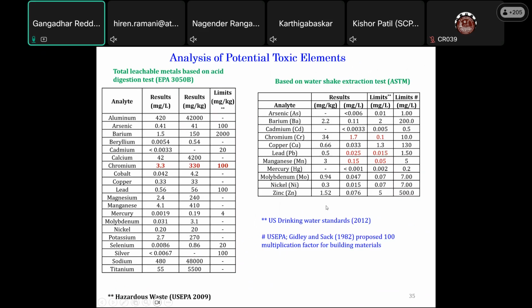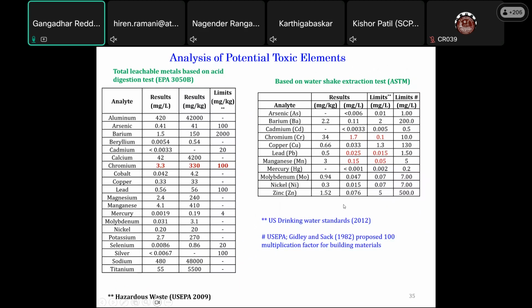construction material. So you can see there is a proposed manual by Tidley and SAG. Whatever the values are there, you can take 100 times for the building material, so he proposes his own kind of assessment. He says that these are the US drinking standards, but for building materials, these limits are allowable. So obviously this is not going to be used for drinking purposes or anything, but as a building material, we can use the red mud.